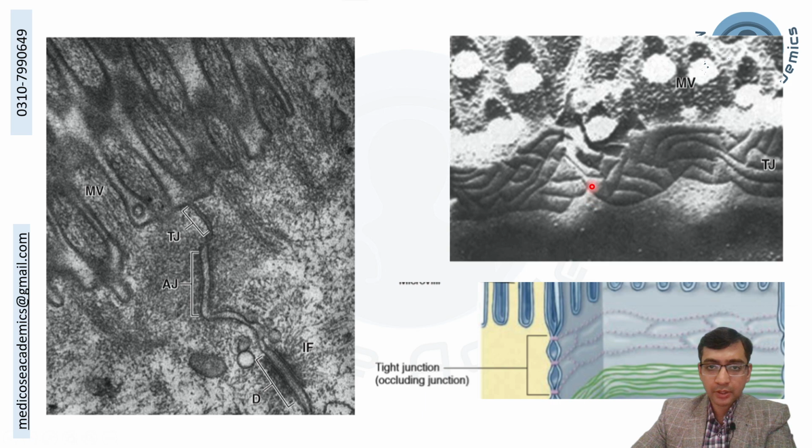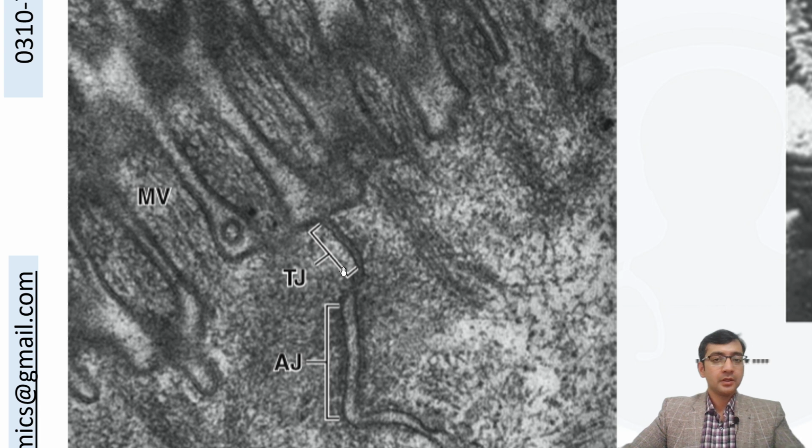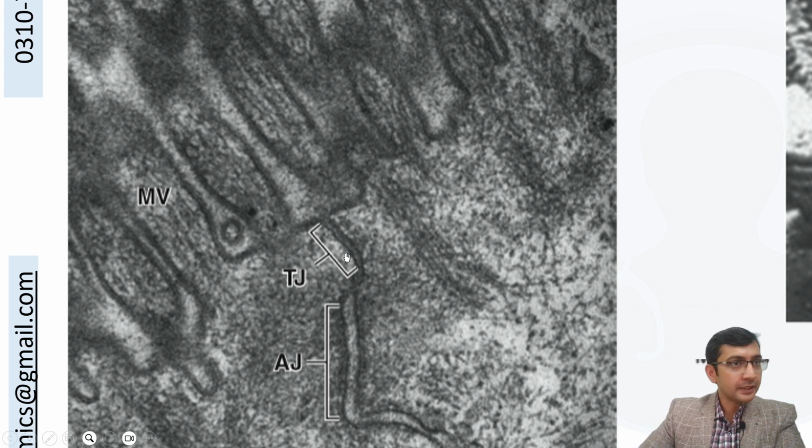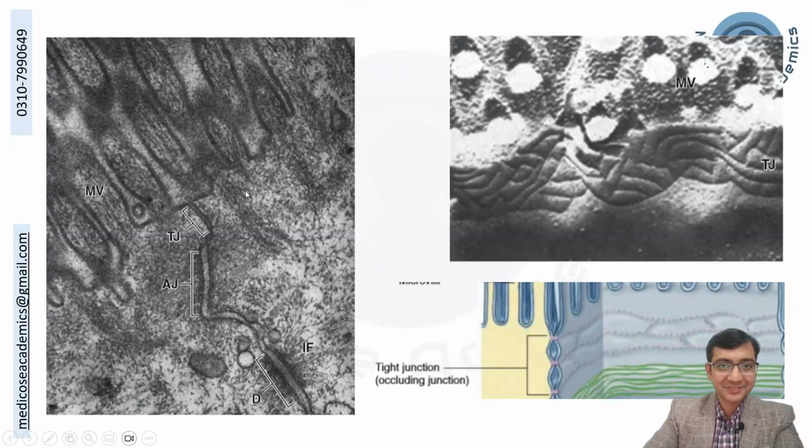So here are pictures from Junqueira's histology. This is a picture of electron microscopy, and you can see the cell here. Let me zoom out. So this is the cell, and here is the apical domain, and these are the cilia going upwards here and here and here. These are the lateral domains, two cell membranes between the cells, and then there are the basal bodies of the cilia and so on.